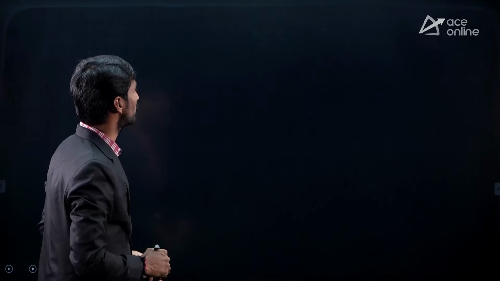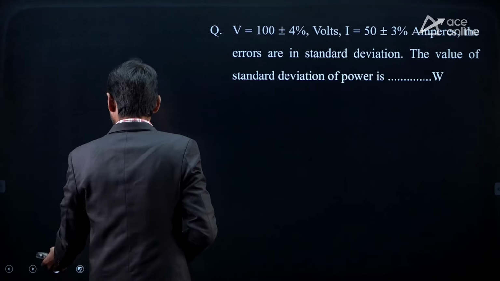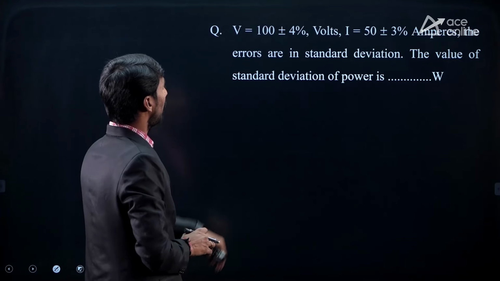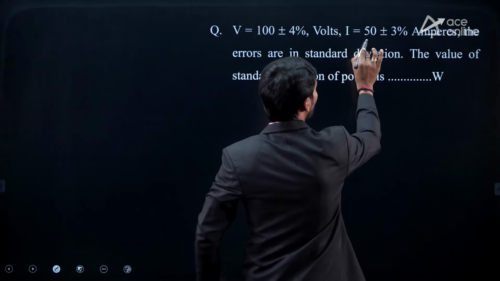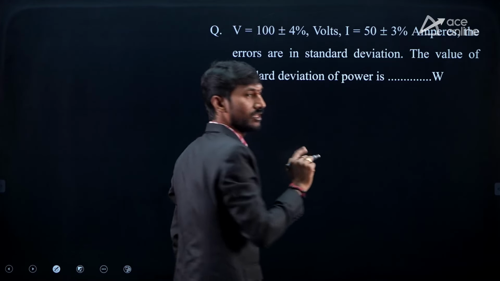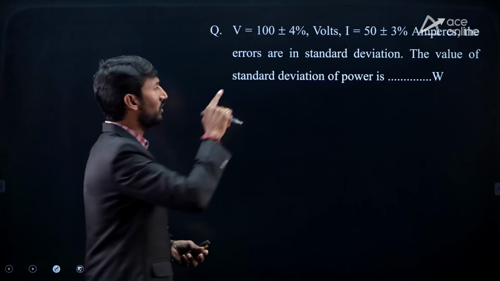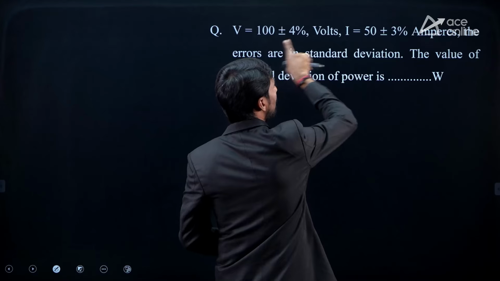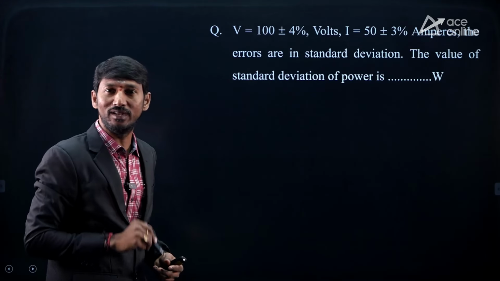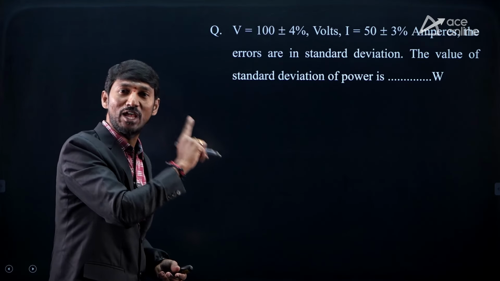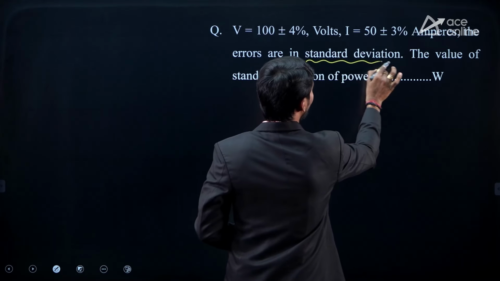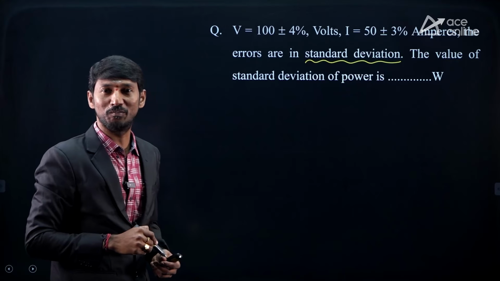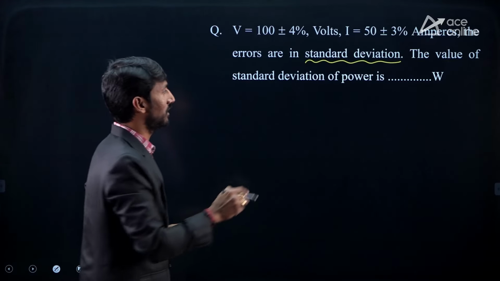Right? Next question. V is equal to 100 plus or minus 4% volts. I is equal to 50 plus or minus 3% amperes. I told in the class, the moment you see the errors, don't be in a hurry in calculating the resultant. Observe the type of error compulsorily. What is it? Errors are given in standard deviation.